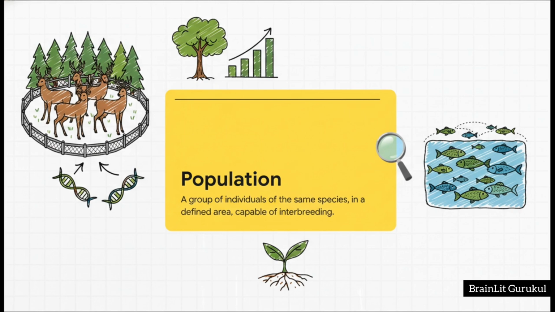But it's that last part, capable of interbreeding. That is the real engine behind it all. It means they're all sharing a gene pool, and that's what allows a population to evolve and stick around. If you miss any one of those pieces, you're not really talking about a true population.